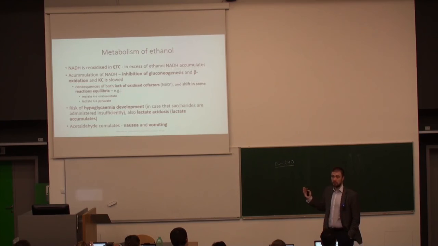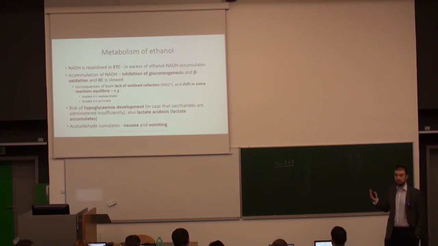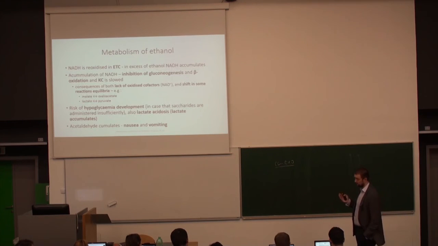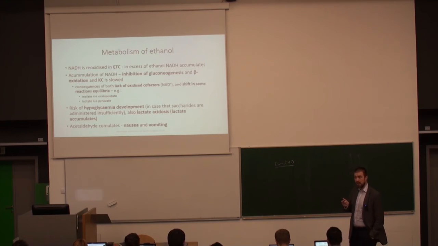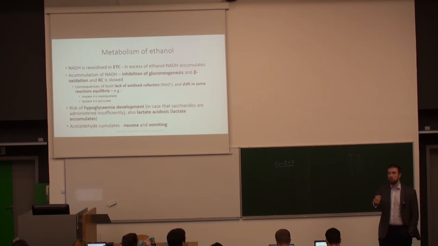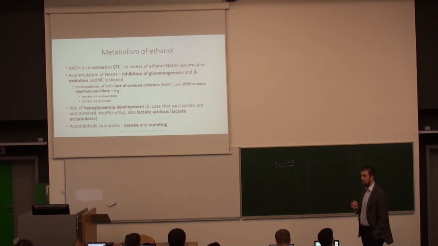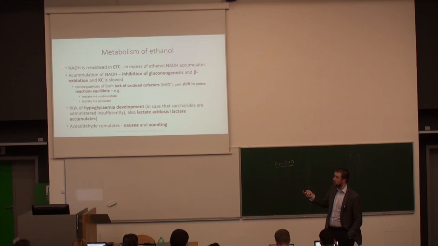And what it will block are the pathways that also utilize NAD. That means ethanol metabolism will compete with the Krebs cycle and with beta oxidation, that is, with the pathways that also need NAD to oxidize their substrates. And if you have an excess of ethanol, you simply consume the oxidized form and you have a lot of reduced forms.